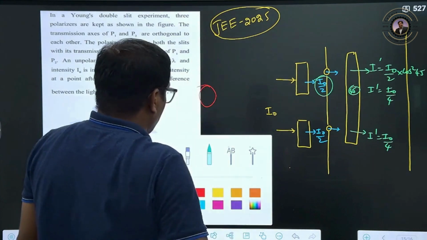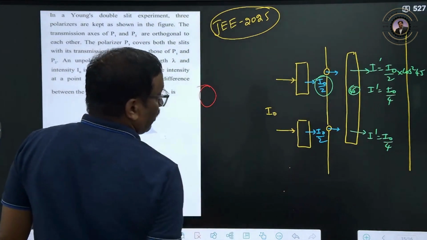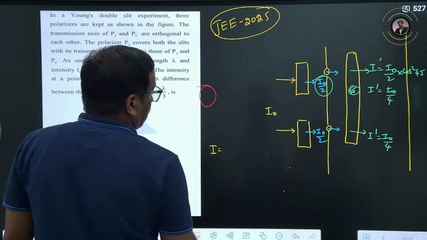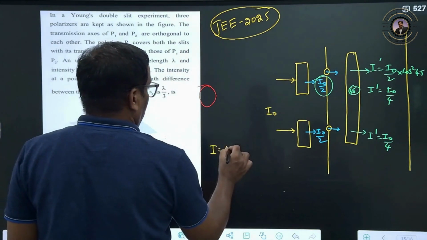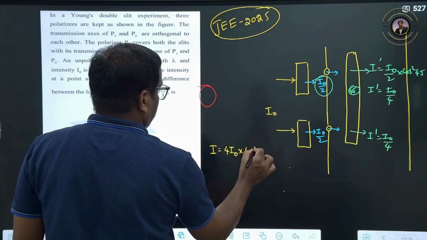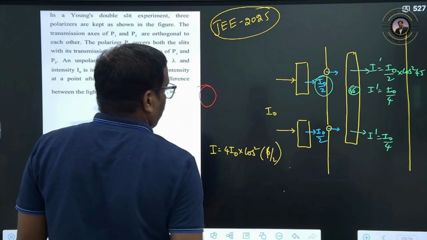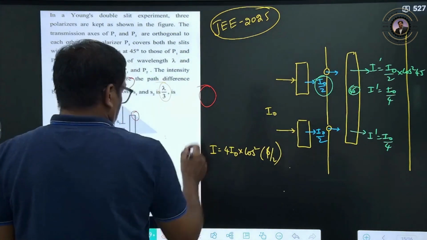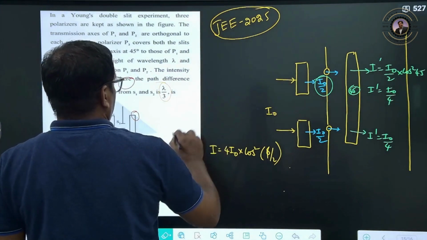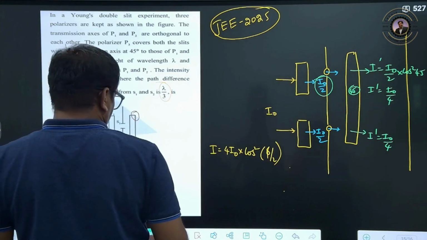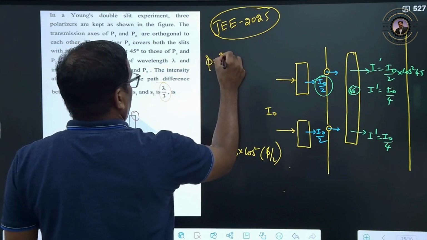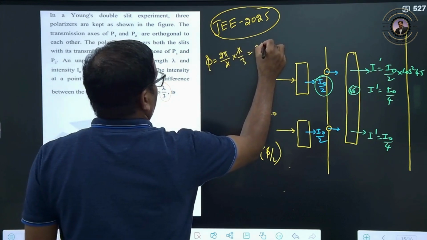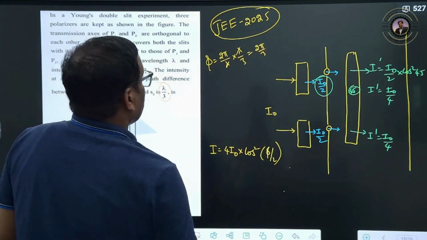Then we want to calculate the intensity at that point. Clear? So the interference formula: I is equal to 4 I naught into cos square of phi by 2, where phi is your phase difference. He gave the path difference as lambda by 3, so we can calculate the phase difference. Phase difference is 2 pi by lambda into lambda by 3. Lambda cancels, so 2 pi by 3 will be your phase difference.